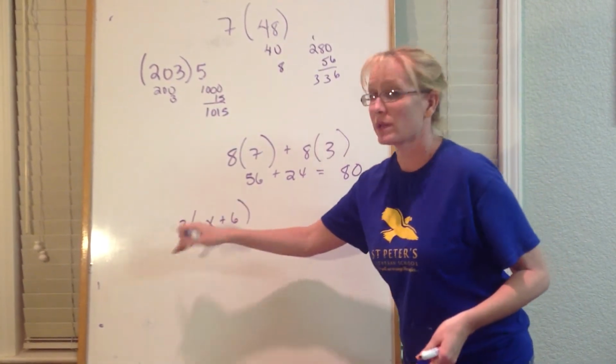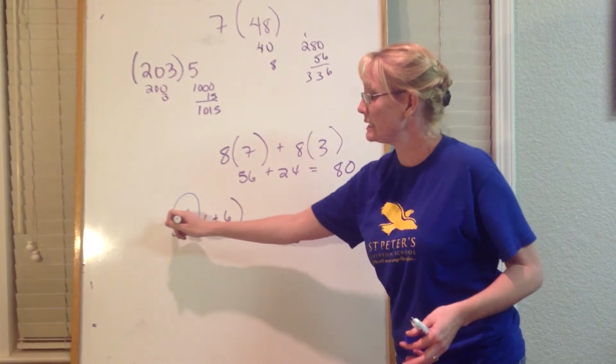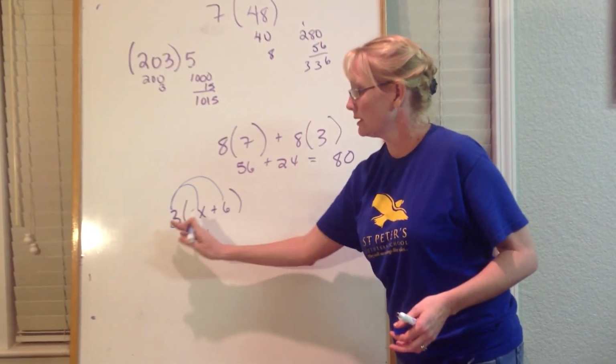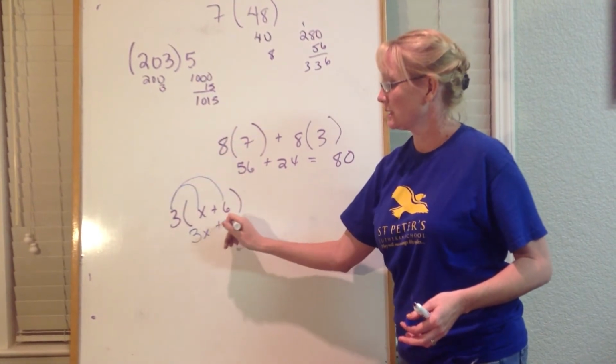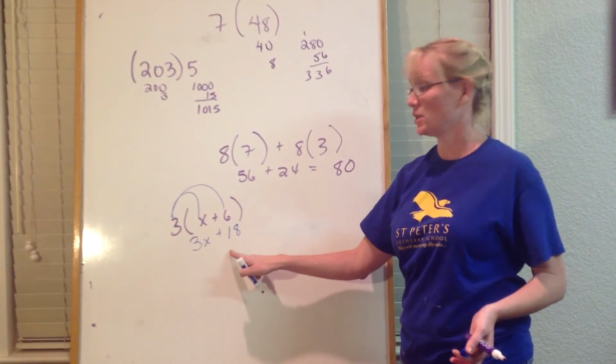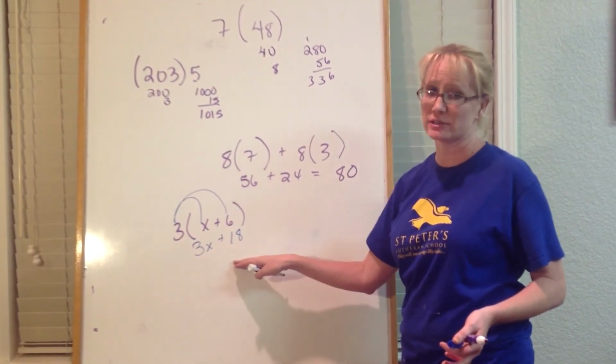So remember, when we pass out the candy evenly, we pass out the 3 evenly. 3 times x is 3x, and 3 times 6 is 18. Can 3 x's add to an 18? No. So we're done. This is it. They can multiply, but they cannot add or subtract.